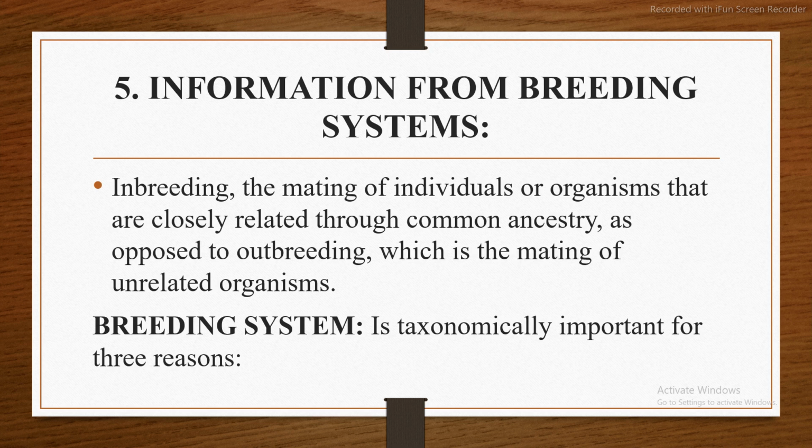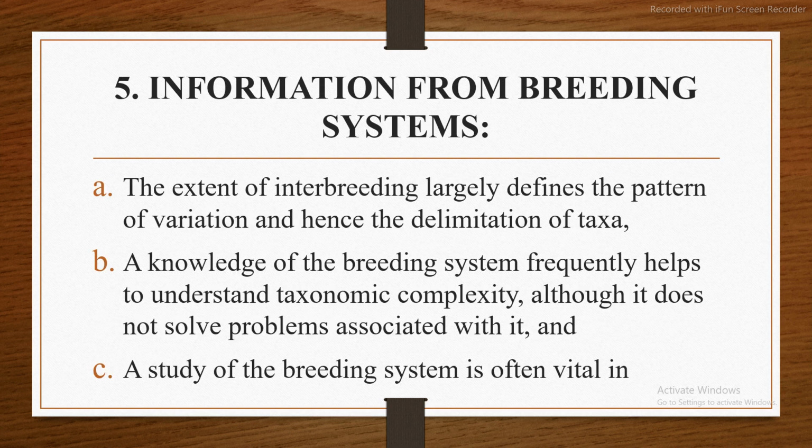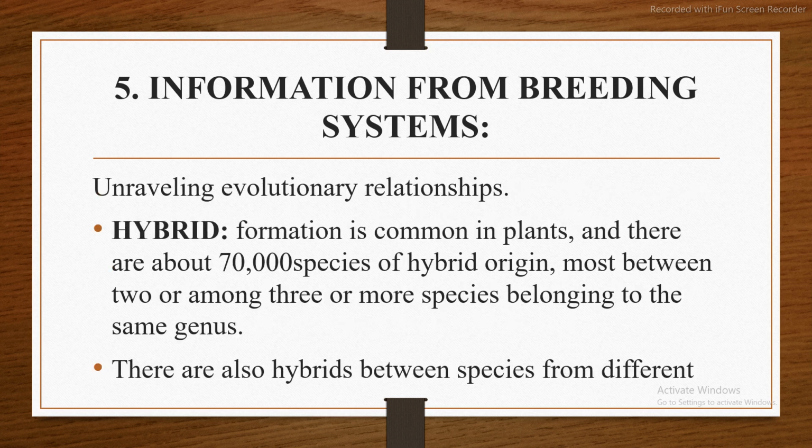Next I am going to discuss the breeding system. It is taxonomically important for three reasons. The reasons are: the extent of interbreeding largely defines the pattern of variation and hence the delimitation of taxa. A knowledge of the breeding system frequently helps to understand taxonomic complexity, although it does not solve the problems associated with it, and a study of the breeding system is often vital in unraveling evolutionary relationships.